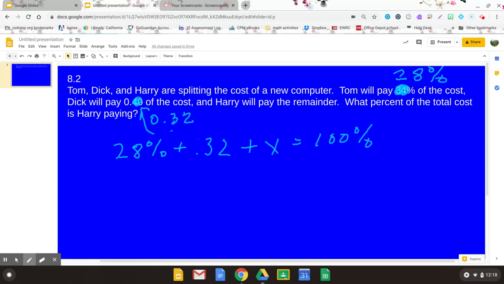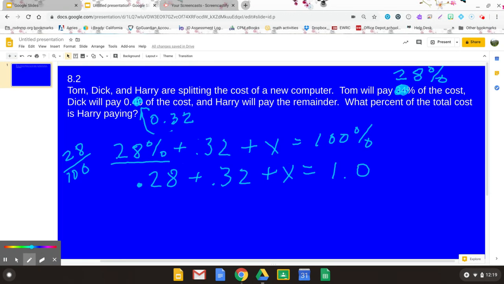And then I'm going to change that 28% into a decimal. So I know 28% is equal to 28 over 100. So that equals 0.28 plus 0.32 plus X equals 1, or 1.0. 0.28 plus 0.32 is equal to 0.6 plus X equals 1.0.